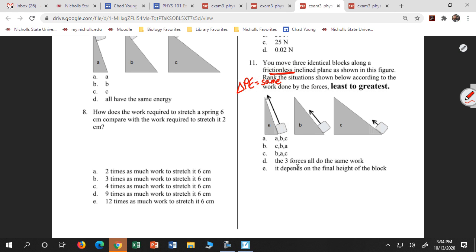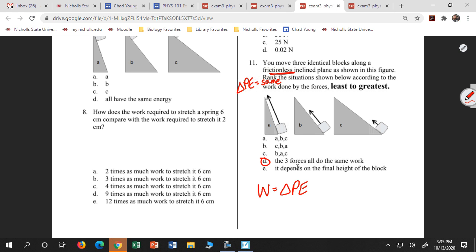And since they're all moving through the same height, then these forces, which are the forces that are moving them up, will all do the same amount of work. Because any work that's done by these forces is resulting in a change in potential energy. And so the 3 forces here will do all the same work. What if there was friction? Which force would do the most work?